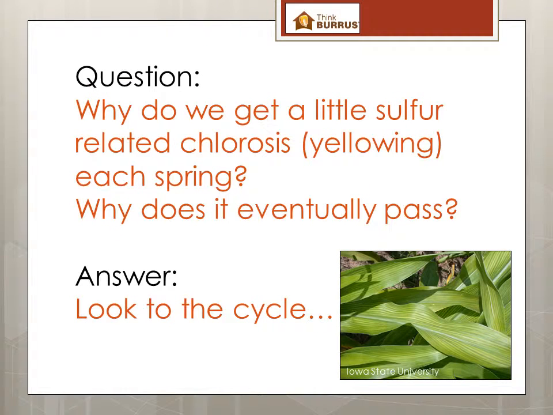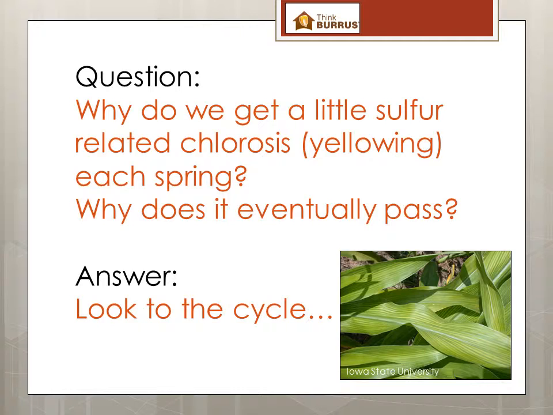I just don't think it's much fun if we have these discussions without talking about things that are practical, real world experience. And I want to use one of those real world experiences as the background for our discussion today. So let me ask this question based on real world experience. Why do we get a little sulfur-related chlorosis, that's a fancy word for yellowing, each spring? Why does it eventually pass? Why do we get it? Why does it eventually move on?